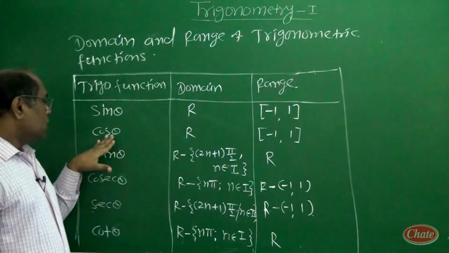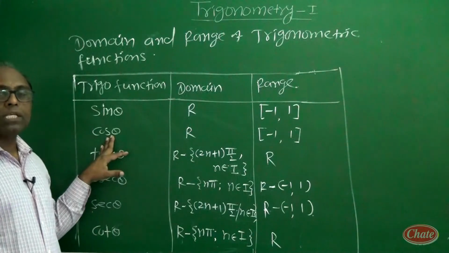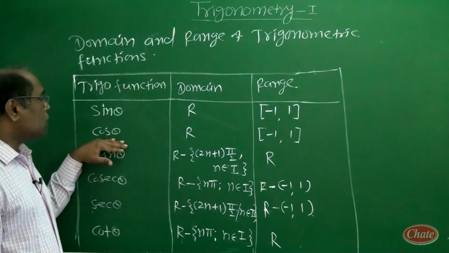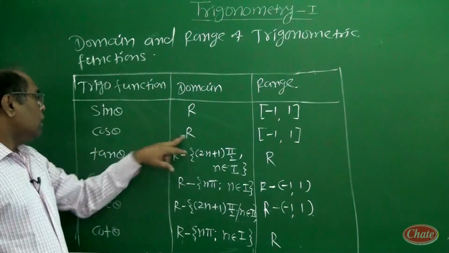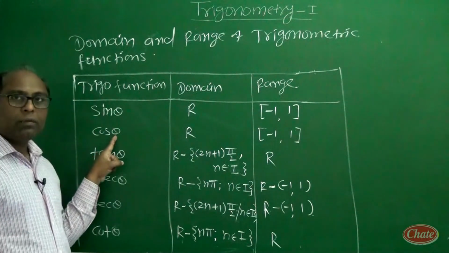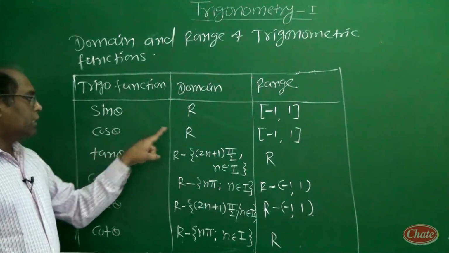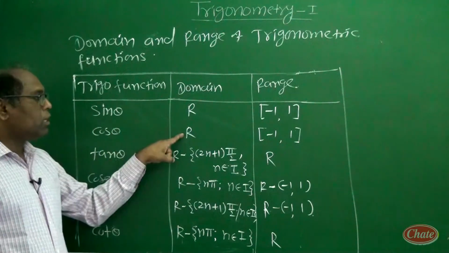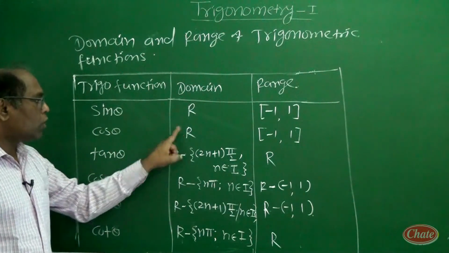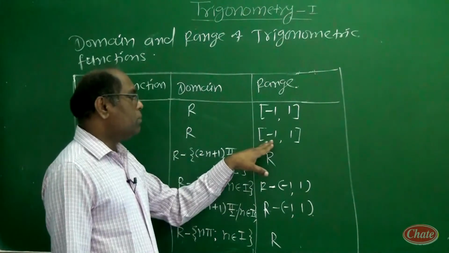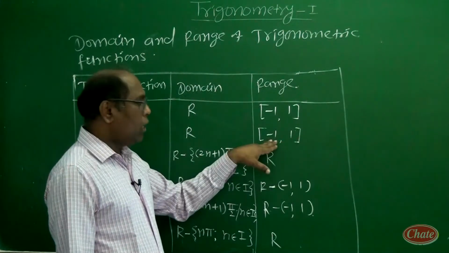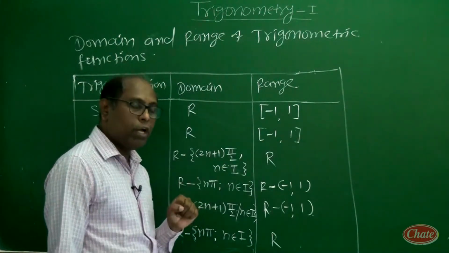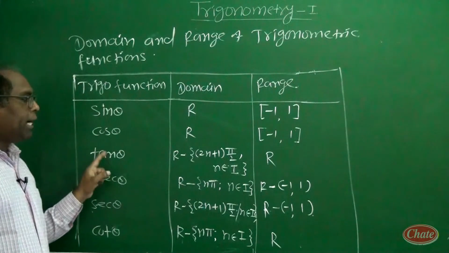Now cos theta. What is the domain of the cos function? The domain of the cos function is the set of real numbers, meaning the values of theta are coming from the set of real numbers. And its range is the closed interval minus 1 comma 1. Then the domain of tan theta.